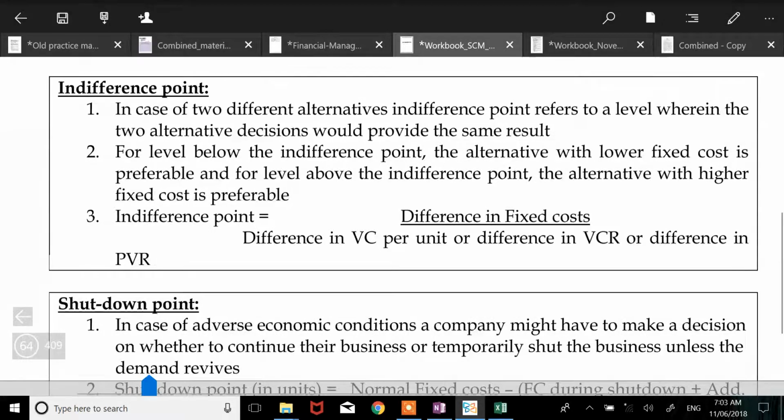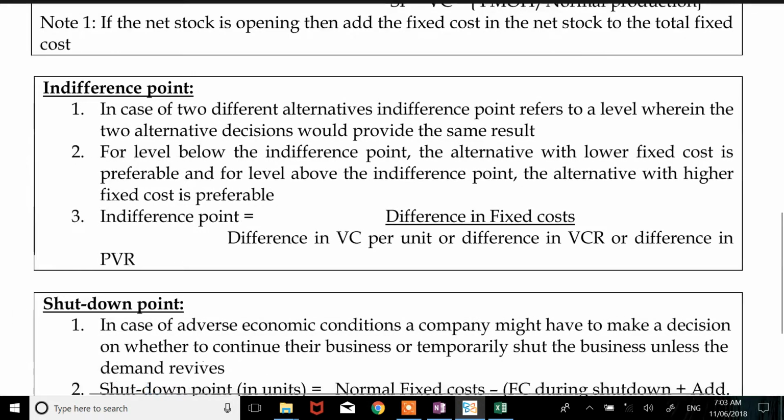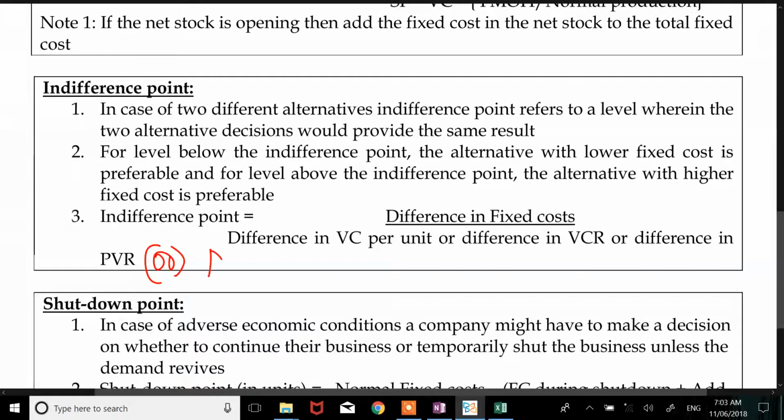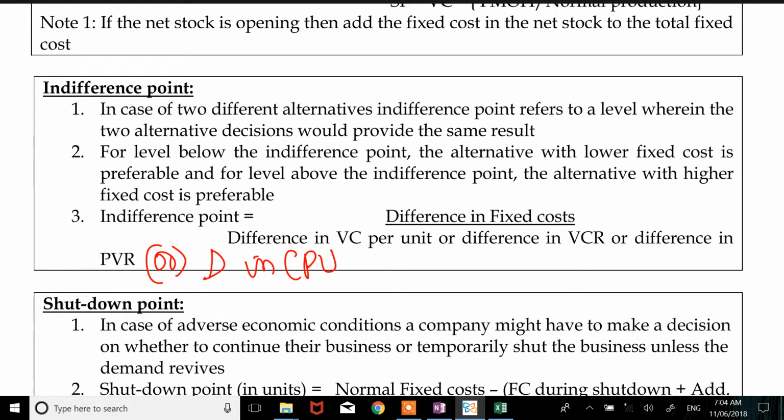page 64 of your workbook. Indifference point. In case of two different alternatives, indifference point refers to a level wherein two alternatives would give the same result. Indifference point equals difference in fixed cost by difference in VC per unit, difference in VCR or difference in PVR. You can just make one more addition, or difference in contribution per unit, that is missing there.